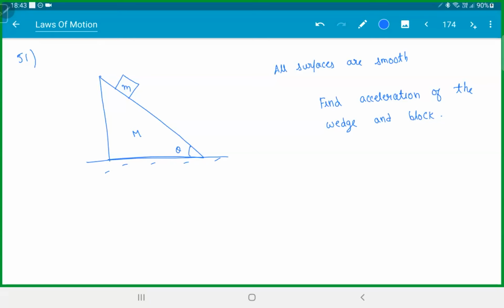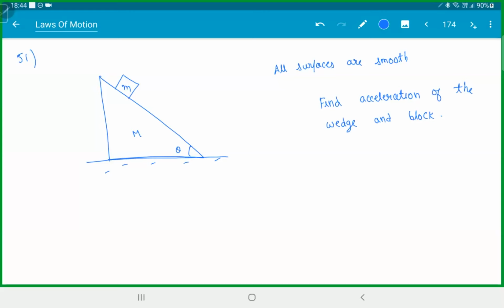You can do this again in the ground frame or you can do it in this frame. It doesn't matter. I'll show you both, but you do whatever you like, ground frame or the pseudo force. But just before starting the problem, ask yourself, where is my observer? If you say my observer is on the ground, don't talk about pseudo force. Forget about it. If you say my observer is on the wedge, meaning the wedge is accelerating, then you have to include a pseudo force.